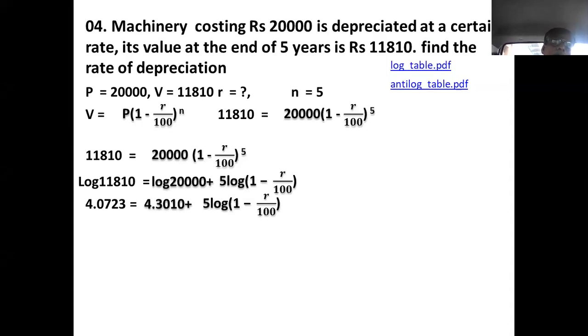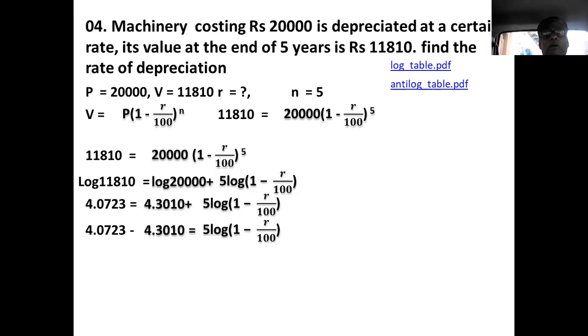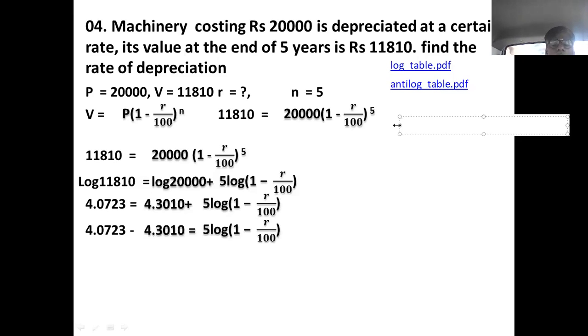Okay. Then in this next step, you take this 4.3010 to that side. Okay, you see here. 4.0723 minus 4.3010 is equal to 5 log 1 minus r by 100. If you deduct it separately, what is the answer? You see here. If you take 4.0723, 23 is the first term.